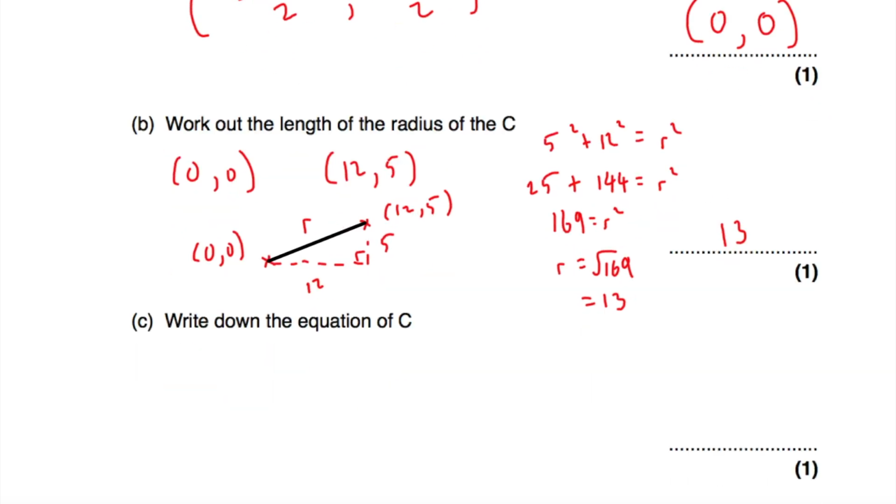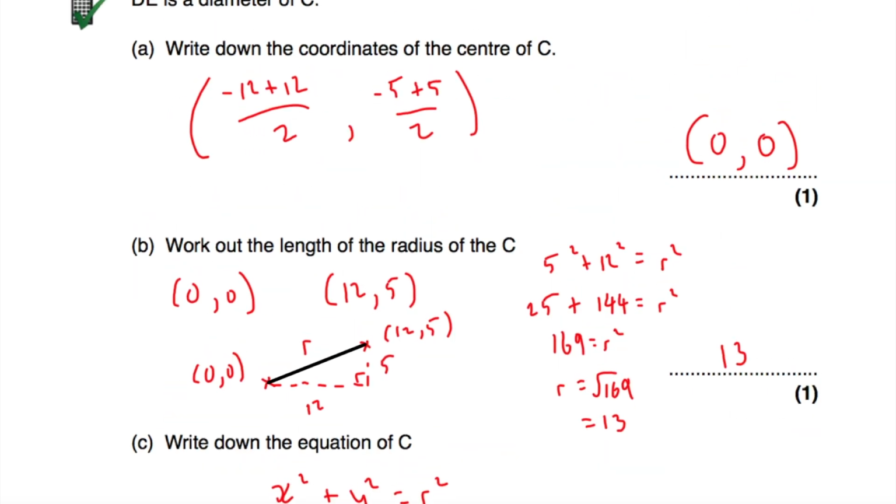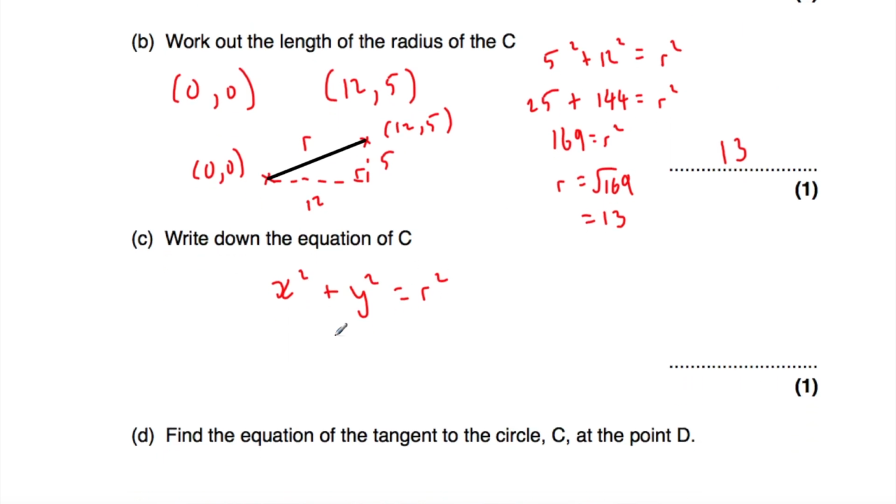Okay, and then part C. Part C says write down the equation of C. So we want to write down the equation of the circle. The centre is the origin, so that means it's going to be x squared plus y squared equals r squared. That would be the equation of a circle where the centre is the origin, and we know the centre is the origin from part A. r is the radius, so that'll be x squared plus y squared equals 13 squared. You could write that out as 169, but I would just leave it as x squared plus y squared equals 13 squared, and that's how I'd leave my answer.